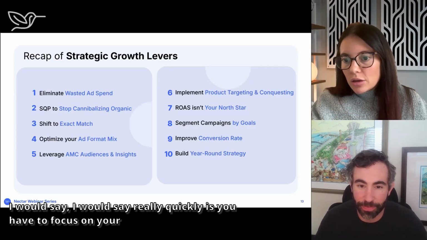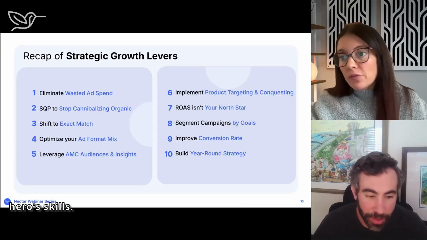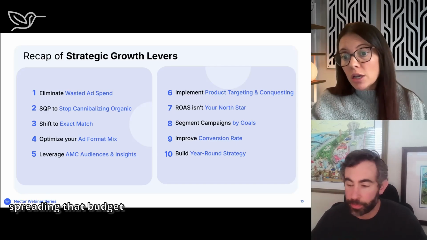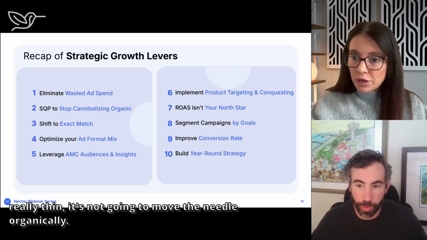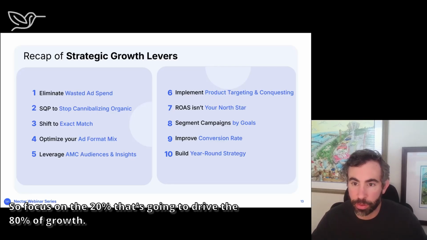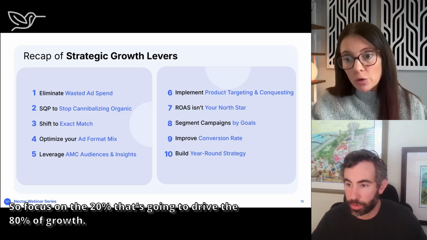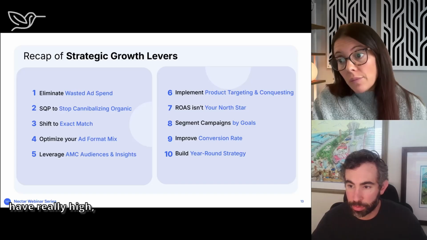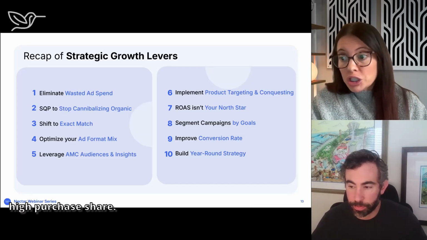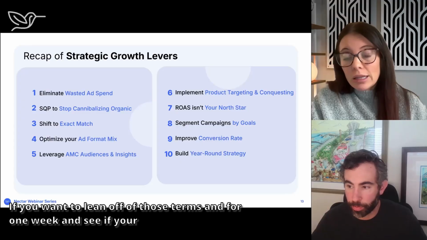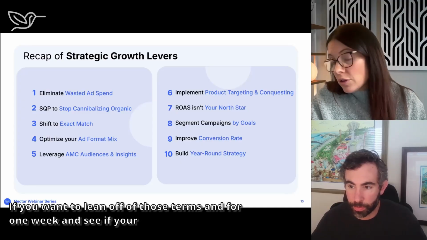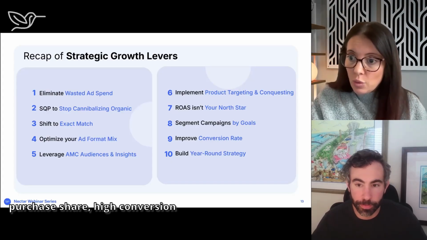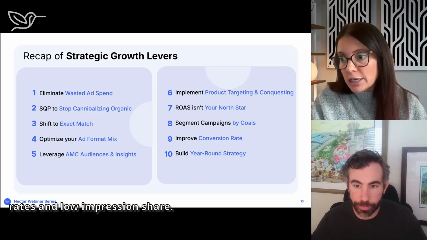What I would say really quickly is focus on your hero SKUs. When you have limited budget and you have a lot of SKUs, if you're spreading that budget really thin, it's not going to move the needle organically. So focus on the 20% that's going to drive the 80% of growth. And then I'd utilize search query performance to see where you might have really high purchase share and you're spending a lot. If you want to lean off of those terms for 1 week and see if your purchase share stays the same, then you can unlock opportunities where you have low purchase share, high conversion rates, and low impression share.